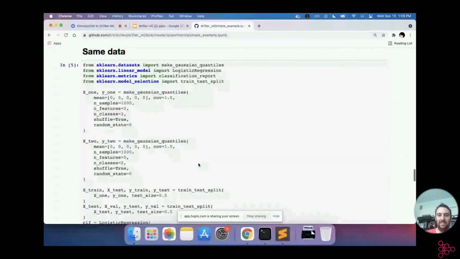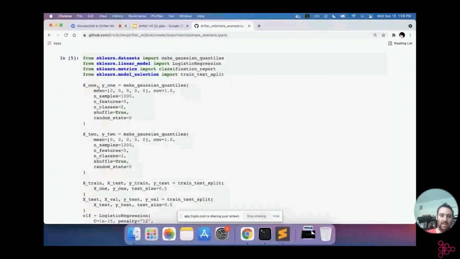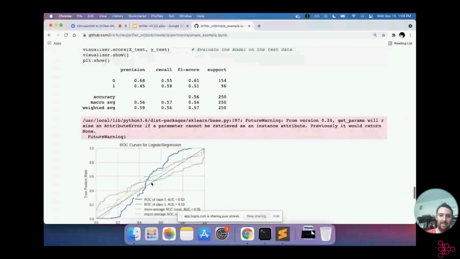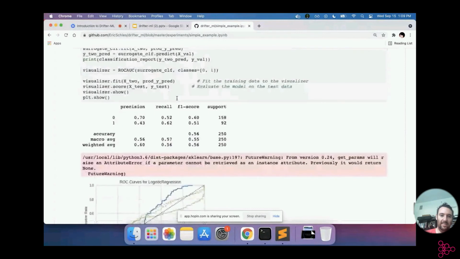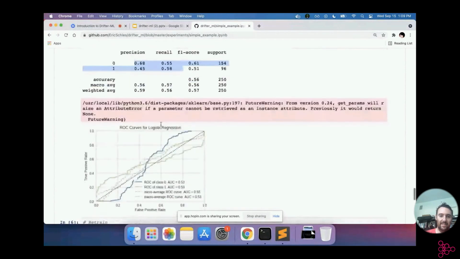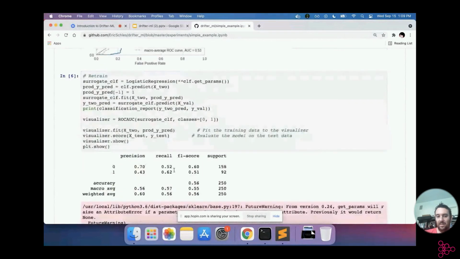So does this work when the data is the same? If the data is the same, do we recover similar precision recall metrics? Recall these are the 68, 45, whatever. And yeah, they're pretty close. They're not exactly the same. That's important. They're not exactly the same, but they're pretty close.